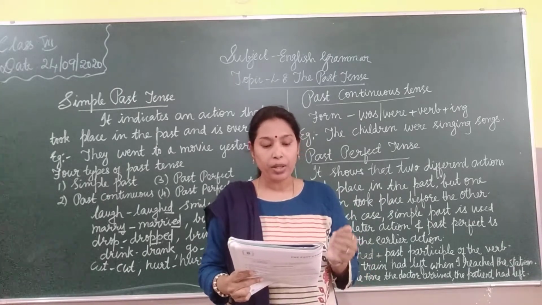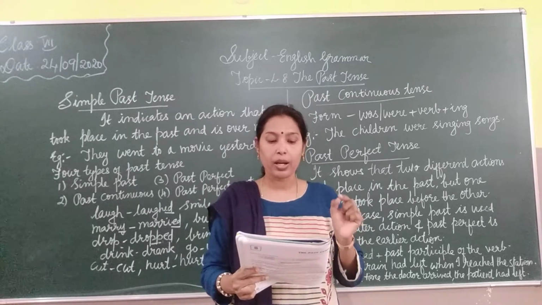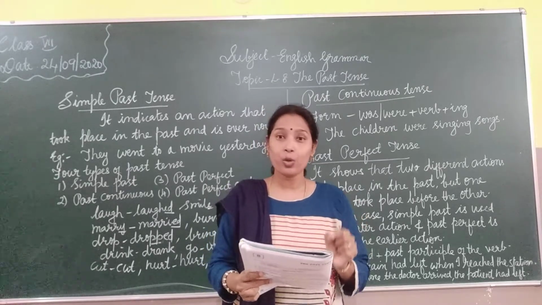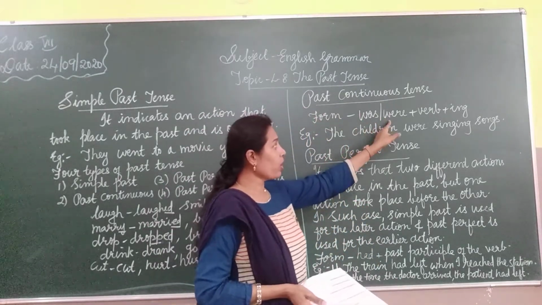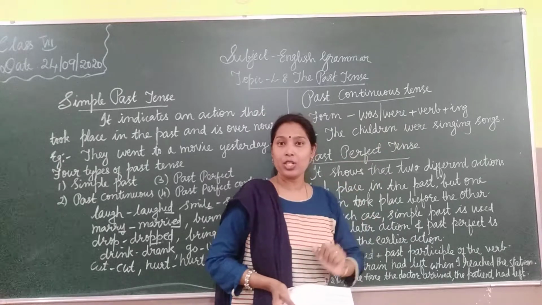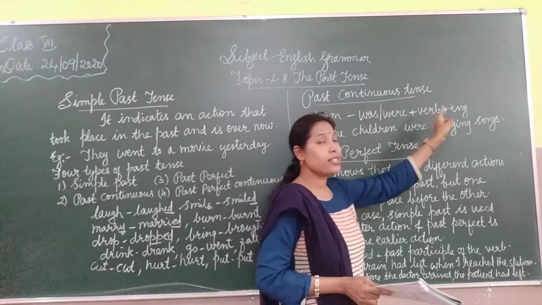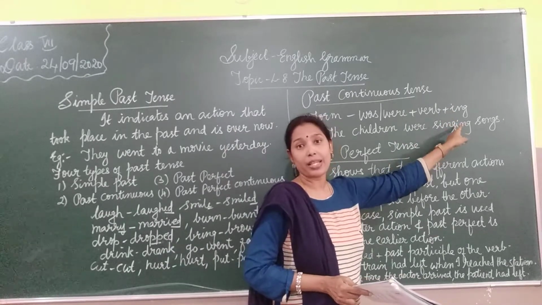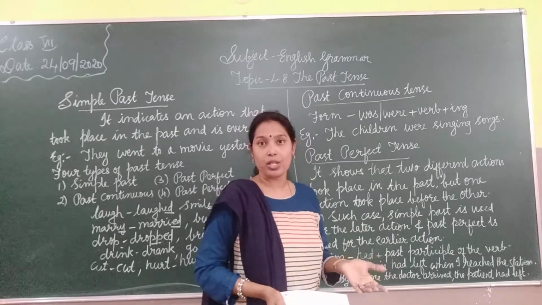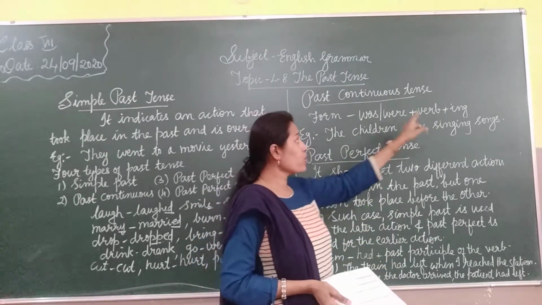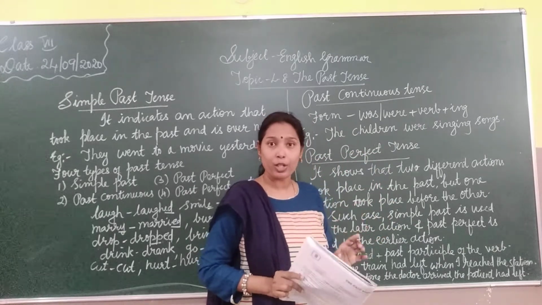For example, I was playing video games while you were sleeping. I was playing. You know what is the form of past continuous tense? Was or were plus verb plus ing. You remember I said, right? Any kind of continuous tense you can see verb plus ing. If you see verb plus ing, it's a kind of continuous tense. Can be present, past or future. That we have to find out.